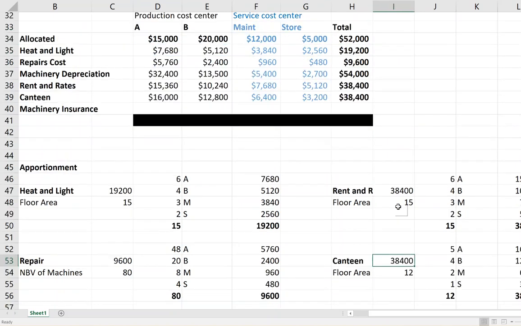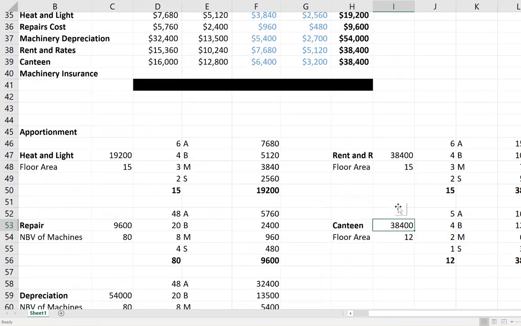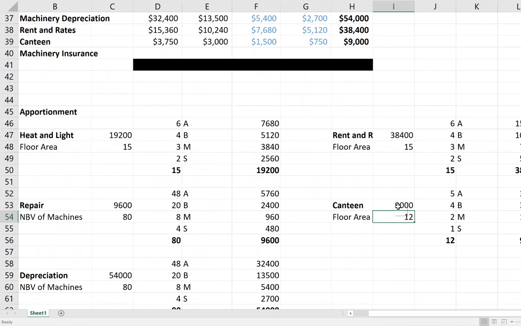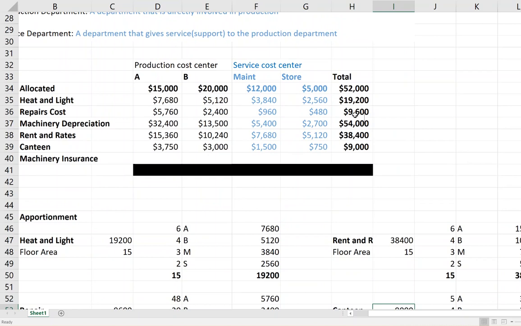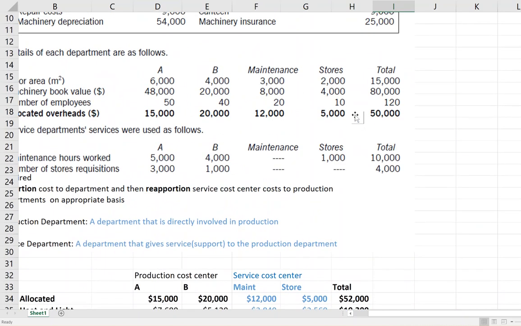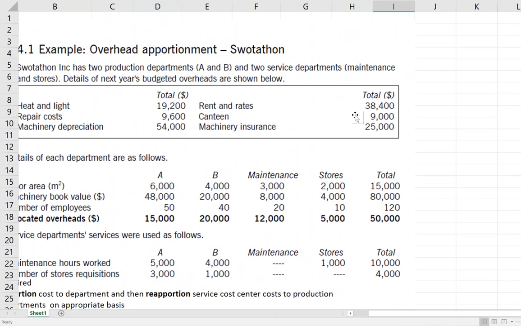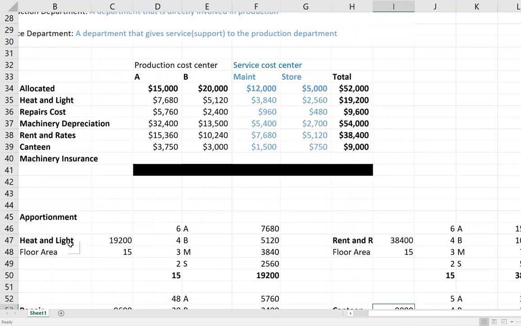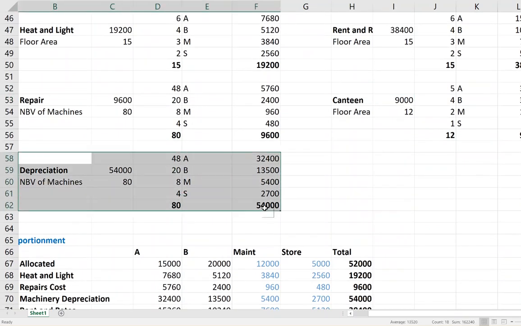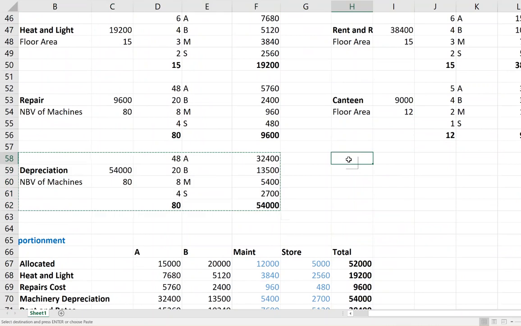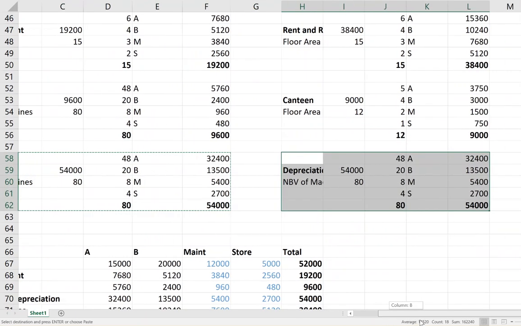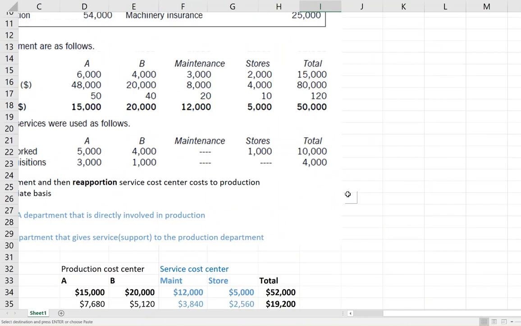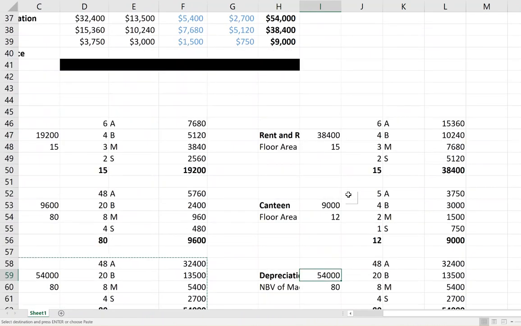Okay, the cost is 9,000. See, the benefit of linking is if I change one thing, everything else is okay. So doing this will help you a lot in a level 5 because you have to do work in Excel. Okay, we have machinery insurance. Again, we will use value of machine. The higher the value of machine, the higher the insurance. And the cost is 25,000.